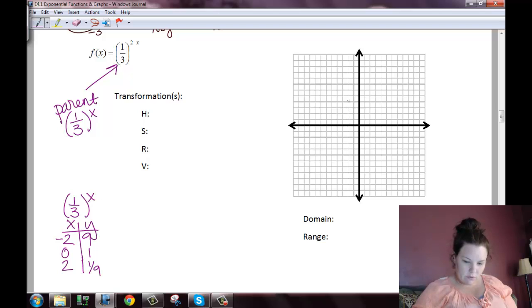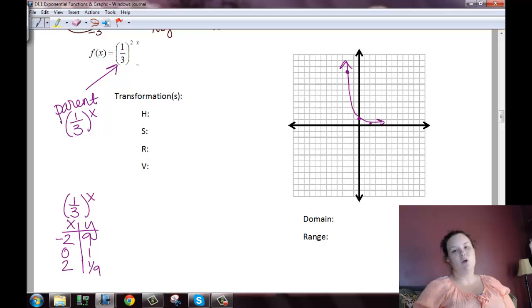1, 2, 3, 9. At 1, I'm up at 1. And at 2, I'm at 1/9. So notice it's a decreasing function with my asymptote at, it's really not straight, with my asymptote at y equals 0. Okay. All right. So now I want to go ahead and just figure out what transformations have happened.